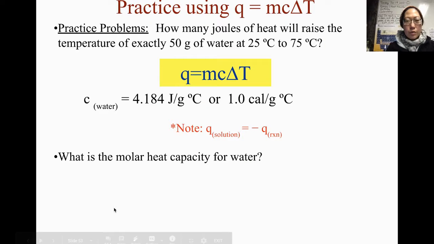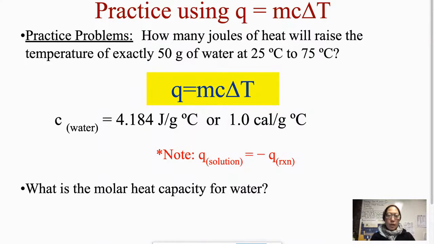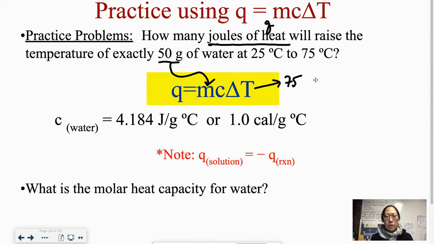So here's a practice problem. Go through using Q equals mc delta T. All right, so this practice problem asks for how many joules of heat. So joules of heat, that's going to be our Q. We'll raise the temperature of exactly 50 grams of water. So that's going to be our mass, at 25 degrees C to 75 degrees C. So we're going to get some delta T from this, right? So if we take 75 minus 25, we will get delta T as 50 degrees C.